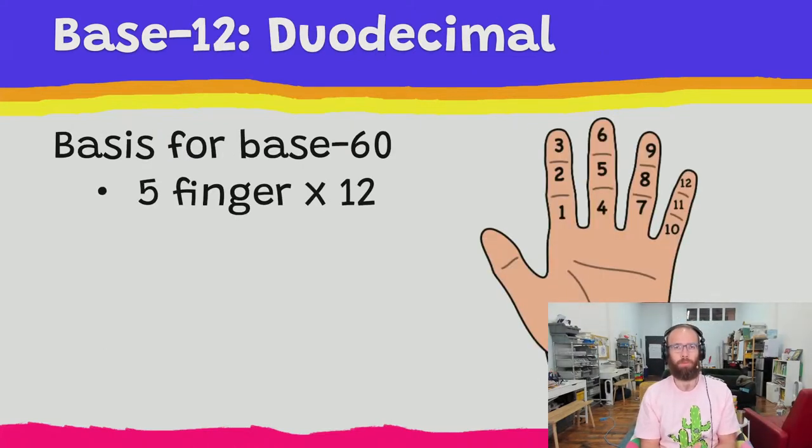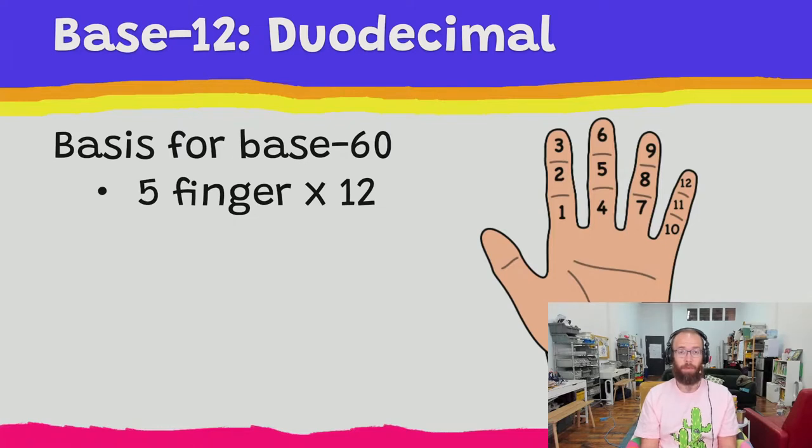There's also base 12, duodecimal, and the basis for base 60. I thought this was interesting. It comes from using the bones of your hand. So you have 1, 2, 3, 4, 5, 6, 7, 8, 9, 10, 11, 12. You have 12 bones in your fingers. And the way I've heard it described, you use your thumb to count with it, but then it turns into base 60 because you have 5 fingers on your other hand. So as you're counting, you do your multiples with your other hand. And this is a nice example to show base 12.